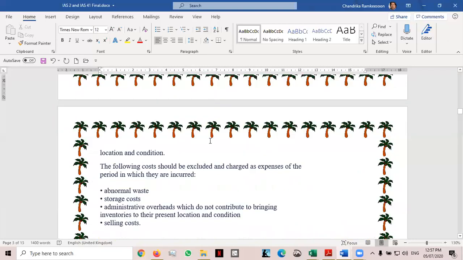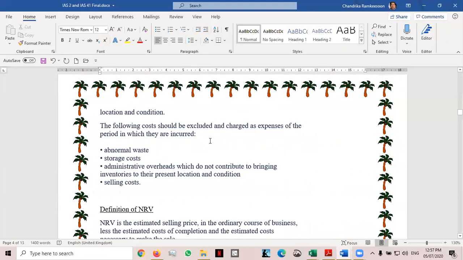The following, as you no doubt would have realized by now when looking at the standards, you're told what should be included, and what should be excluded. The following costs should be excluded and charged as expenses in the period in which they are incurred. So these costs are not included as part of inventories. Okay, they would normally be written off in the profit and loss statement. Any abnormal waste, any storage costs, any admin overheads which do not contribute to bringing inventories to their present location and condition, selling costs. Well, this should not be new to you.